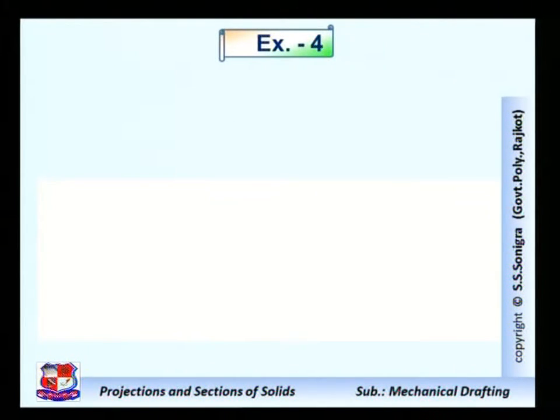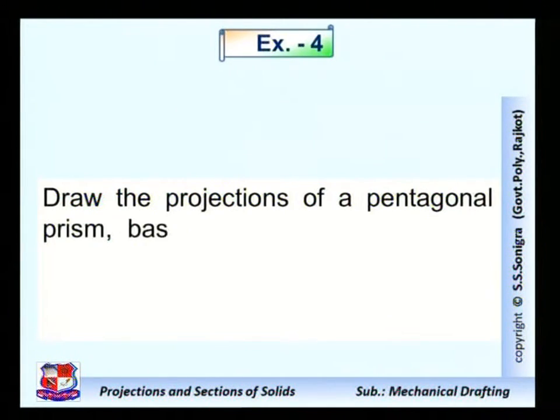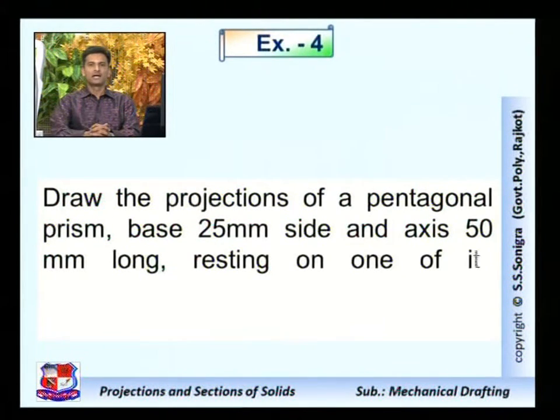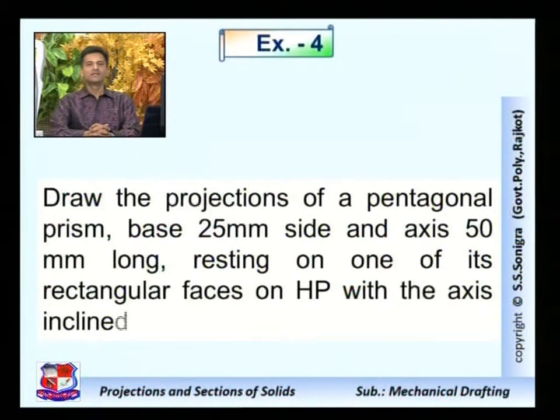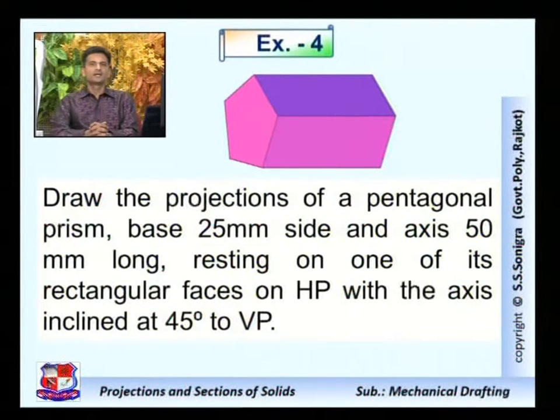Example number 4, the data is given. Draw the projections of a pentagonal prism, base 25 mm side and axis 50 mm long, resting on one of its rectangular faces on HP with the axis inclined at 45 degrees to VP. Again here the axis of this solid is inclined at 45 degrees to VP, and it is resting on its rectangular face on HP.